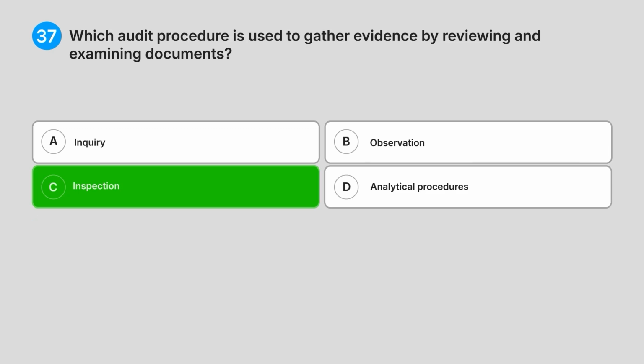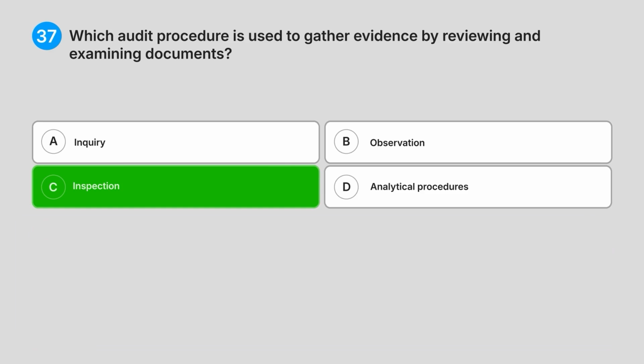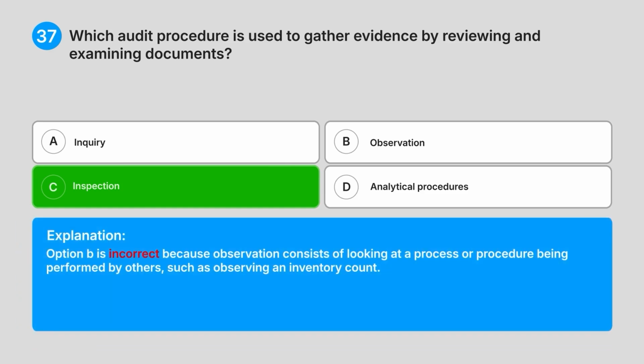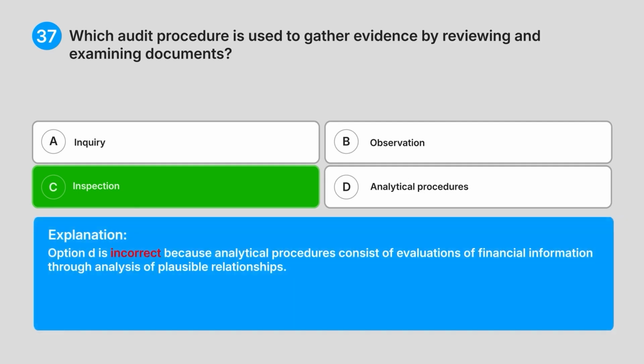Option A is incorrect because inquiry involves seeking information from knowledgeable persons within or outside the entity. Option B is incorrect because observation consists of looking at a process or procedure being performed by others, such as observing an inventory count. Option D is incorrect because analytical procedures consist of evaluations of financial information through analysis of plausible relationships.